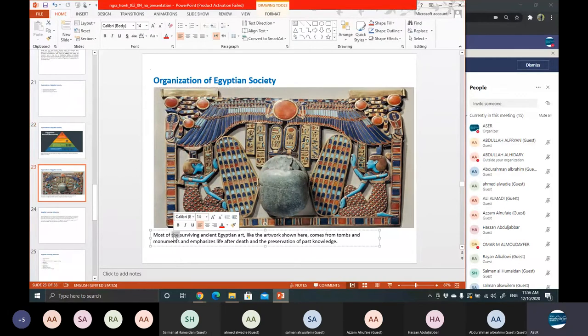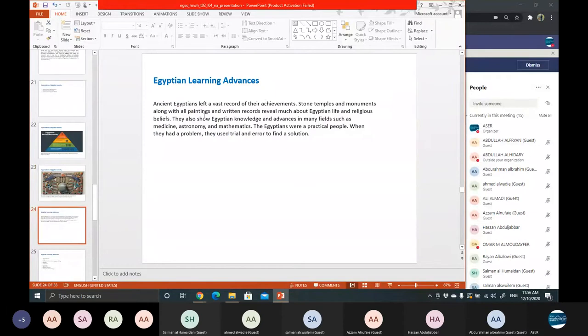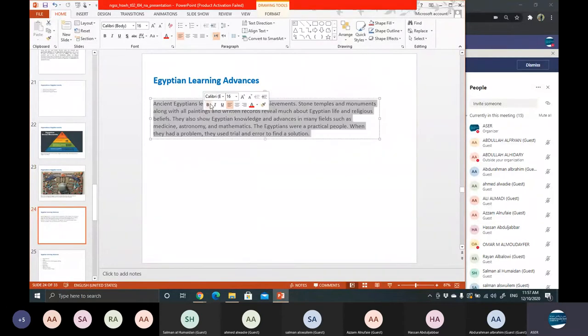Most of the art that has been preserved in ancient Egypt nowadays, like the artwork shown here, comes from the tombs and monuments and emphasizes life after death and the preservation of past knowledge in order to be passed down from one generation to the other. And also, as any civilization, they needed to adapt and develop in new circumstances.